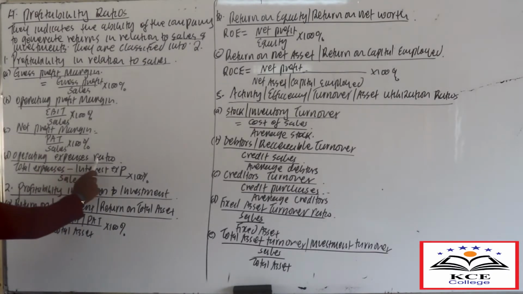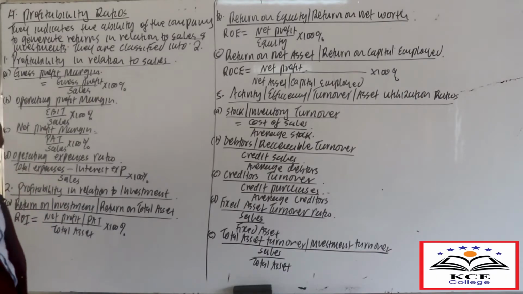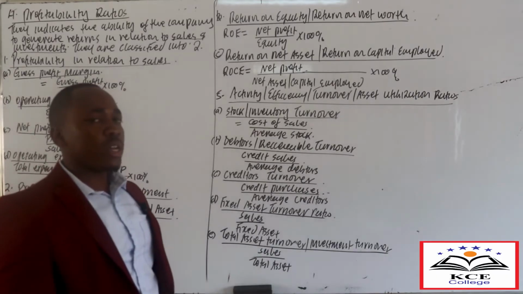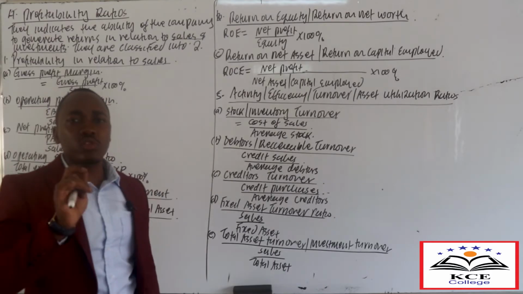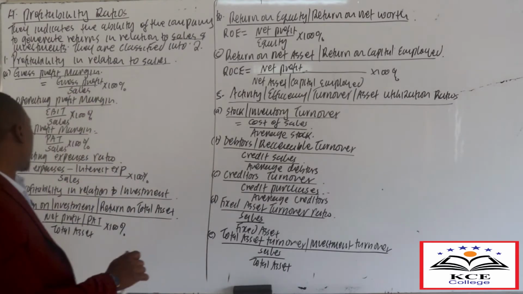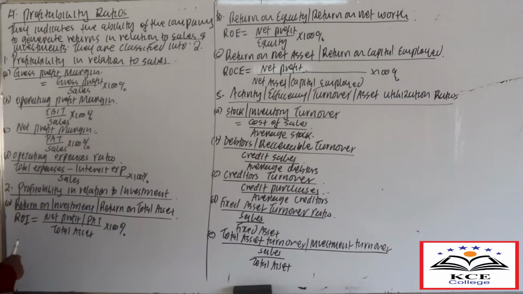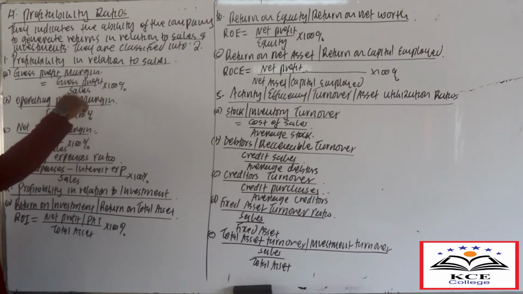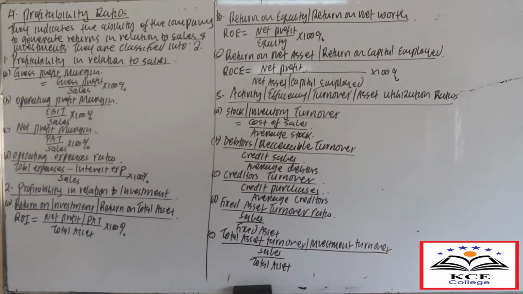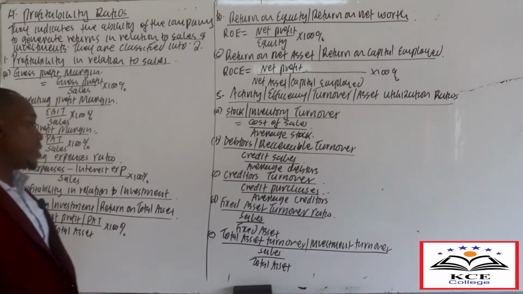Then operating expenses ratio. Now, all the expenses in the company are known as operating once you exclude the interest. Interest is not part of operating, it's part of the financing. So therefore, to get the operating expenses ratio, you take the total expenses, you deduct the interest expense, then you divide by the sales times 100%. Now, you can note that all the denominators are the sales, and they are always expressed as percentage.